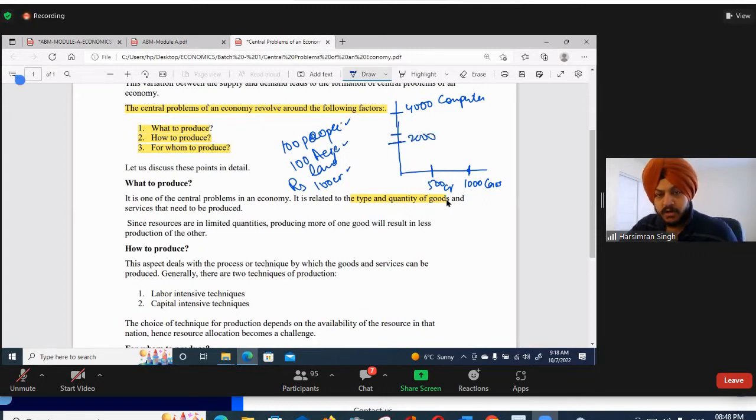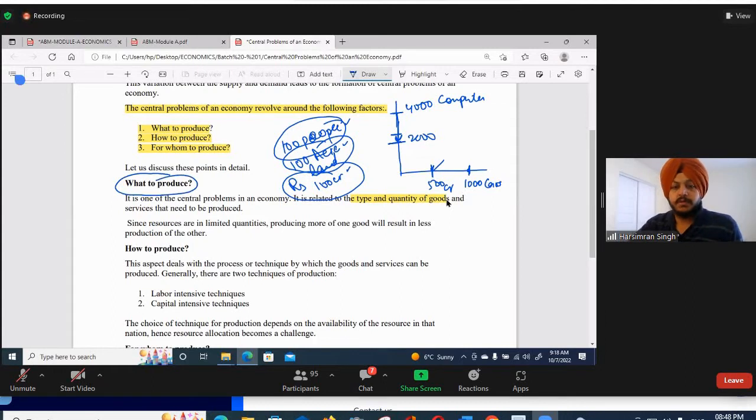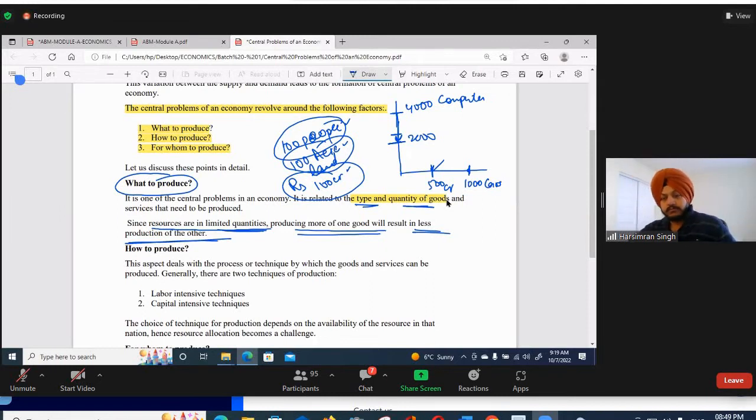Why? Because people are limited, land is limited, money is limited. If I have to produce more cars, then I have to produce fewer computers. This is the meaning of what to produce: how much type, how much quantity. Because the resources are in limited quantities, if I produce more of one good, it will result in less production of another good. Is that clear? Did you understand the meaning of what to produce?